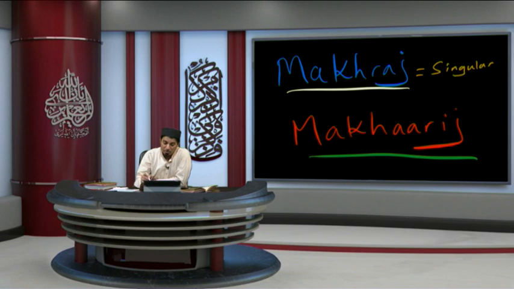So you would say makhraj of ba. You understand? Yeah. And this is plural. So you say makharij of letters. Makhraj of a letter and makharij of the letters. Plural, isn't it? Yes. Right, remember that. Give it to Abiha. Okay.